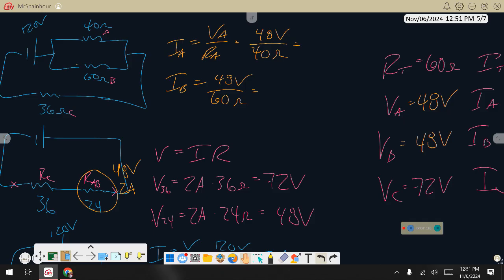48 divided by 40. That would mean that this current here is 1.2 amps. 48 divided by 60 is equal to 0.8. Now, this is where my people that like to skip steps go, it's Spainhour, I knew that was 1.2. Could I just go ahead and assume it's 0.8 because it has to be the leftover? The answer is arguably yes.